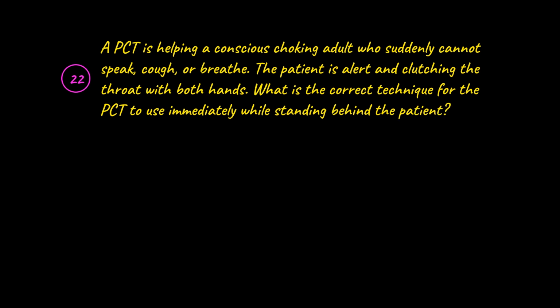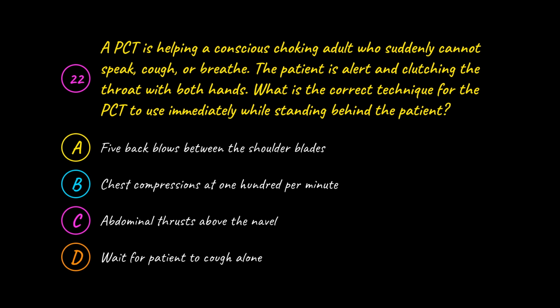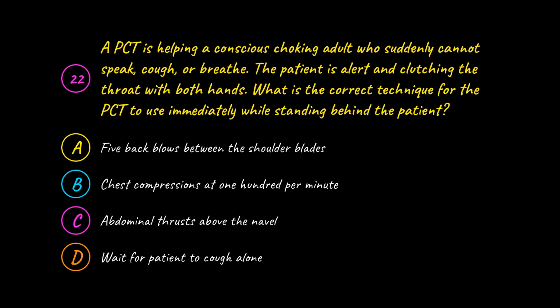Your options are A. 5 back blows between the shoulder blades. B. Chest compressions at 100 per minute. C. Abdominal thrusts above the navel. D. Wait for patient to cough alone. Which would you go with? Lock it in before the reveal.